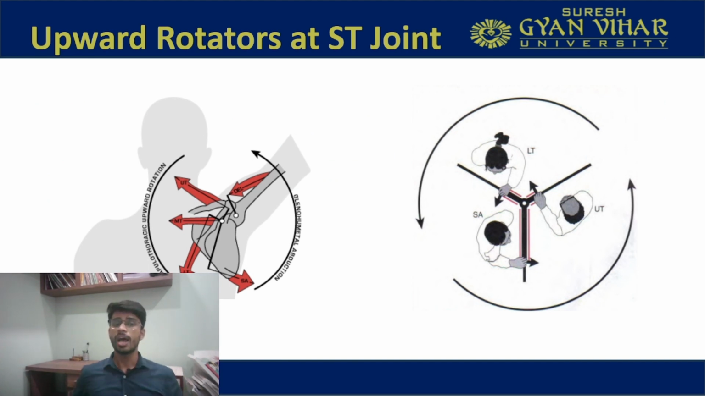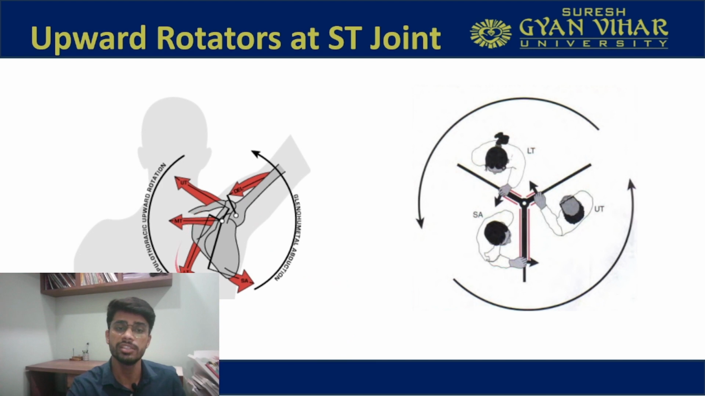So, upward rotation of the scapulothoracic joint, or the force couple at this joint. In the previous slides, I told you that I consider this to be one of the most important concepts of the shoulder complex, which is the upward rotator force couple. This force couple is formed mainly by three muscles. For upward rotation of the scapulothoracic joint, three main muscles function: first is your serratus anterior, the other is your upper trapezius, and the lower trapezius.